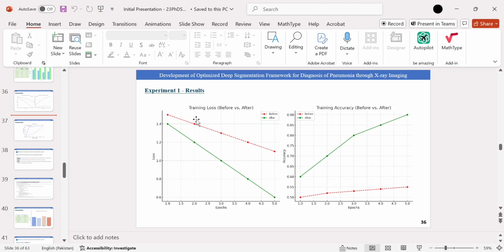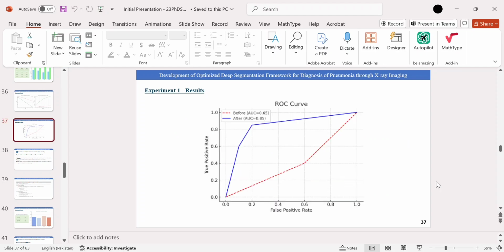The training loss is basically the measure of the error between the predicted and the actual outputs, and the training accuracy is basically the measure of the percentage of correctly identified samples during the training process. So the after training accuracy, you can see it's increased, and before, the training accuracy had degraded.